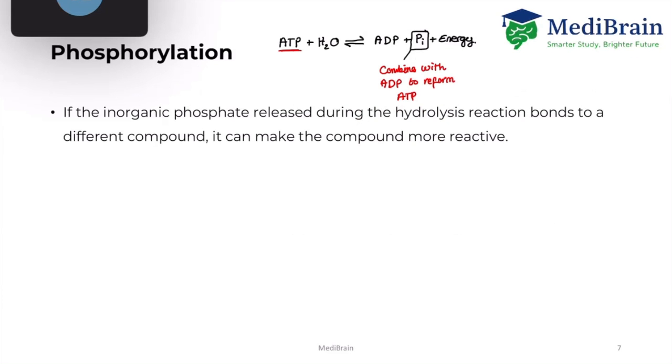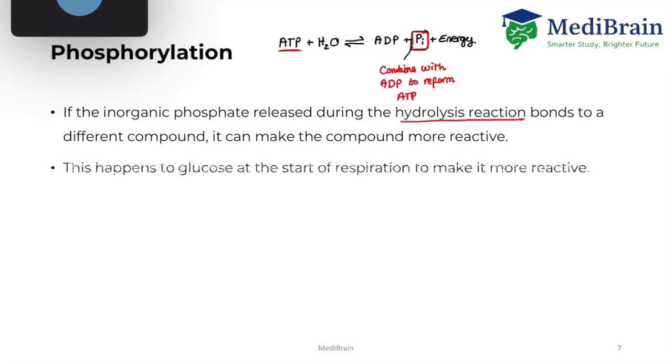There is also one other thing that it can do. It can phosphorylate another compound, and this is what phosphorylation is. The phosphate group that has broken off from the ATP during the hydrolysis reaction can bond to a different compound. For example, it can bond to glucose and make it more reactive, so it can release more energy in a small amount of time. This inorganic phosphate can combine with a different compound within the bloodstream and make that compound more reactive, so we can release more energy and it can be more useful for our body.